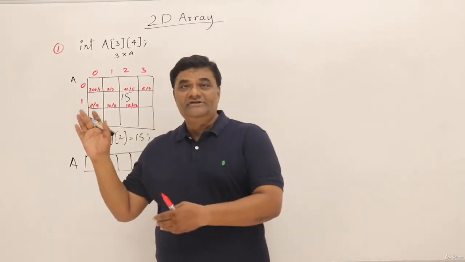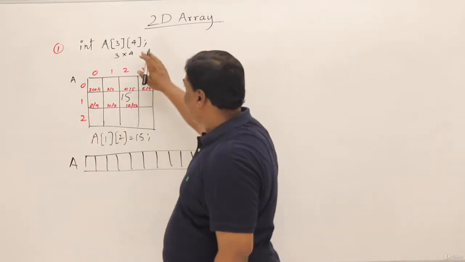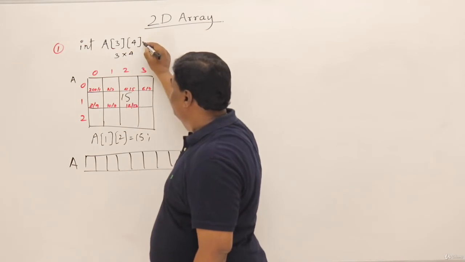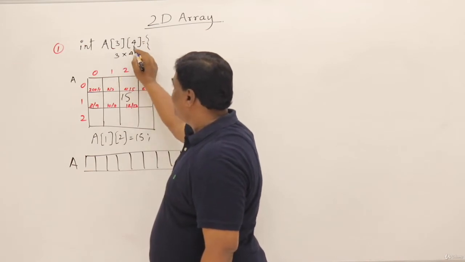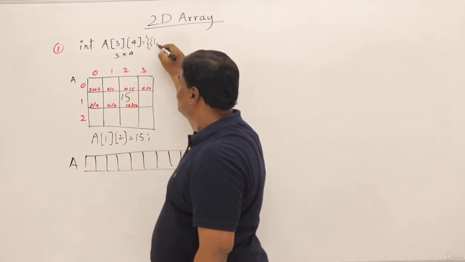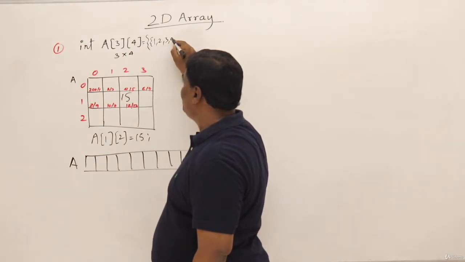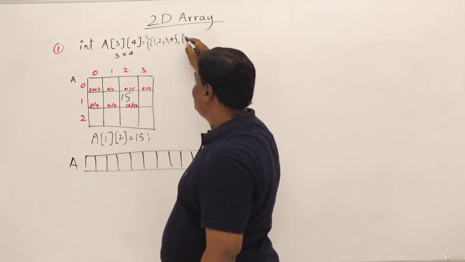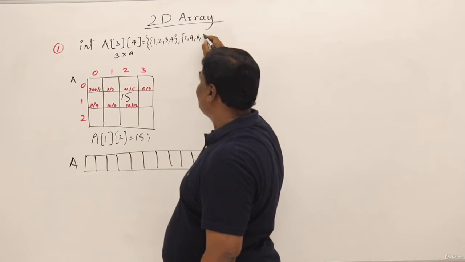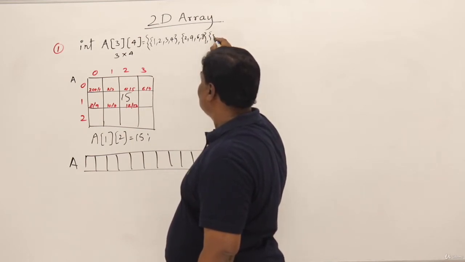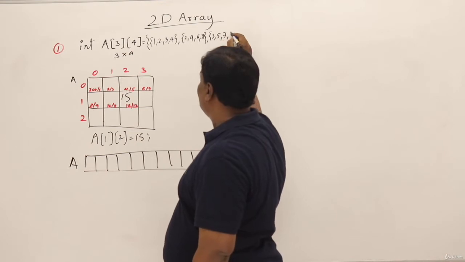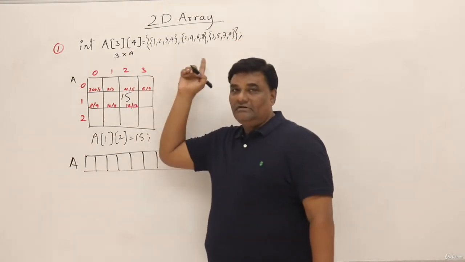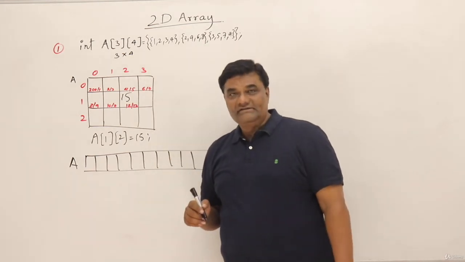So if we want to initialize this 2D array, then we can directly mention the list of elements here, like 3 rows and 4 columns. So the first row is having 4 elements, 1, 2, 3, 4, and the second row is having elements 2, 4, 6, 8, 4 elements are there, and the third row is having the elements 3, 5, 7, 9. So a 2D array will be initialized.